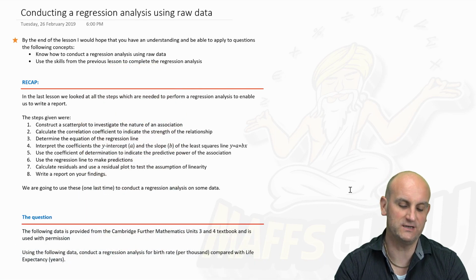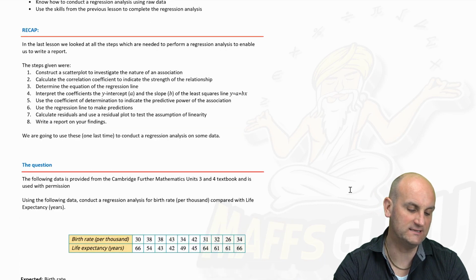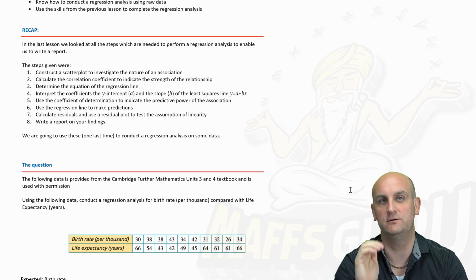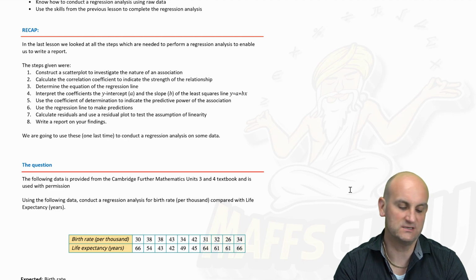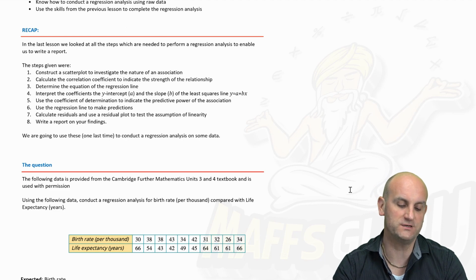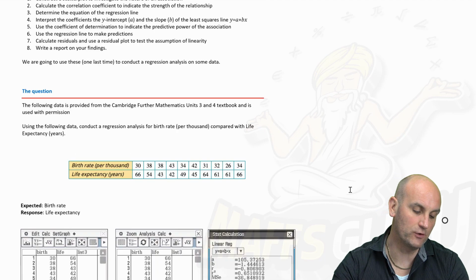So, conducting a regression analysis. As I said, in our last lesson, we had our shopping list of steps that you wanted to take to get the data you needed to write your regression analysis. Step number one was construct a scatter plot, then calculate the correlation coefficient, determine from that information the equation of the regression line, interpret the coefficient and the slope, use the coefficient of determination to indicate the predictive power, use the regression line to make a prediction, calculate some residuals to test our assumption of linearity, and then effectively write a report. I'm not going to bring up my calculator today because I've got all the screenshots I need.